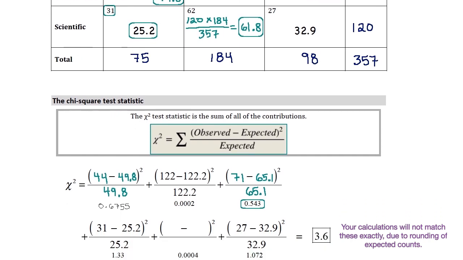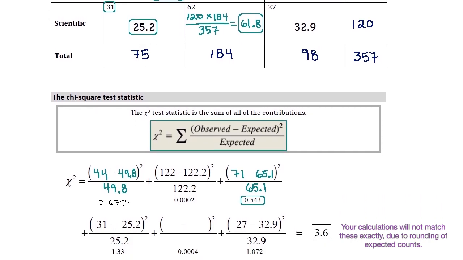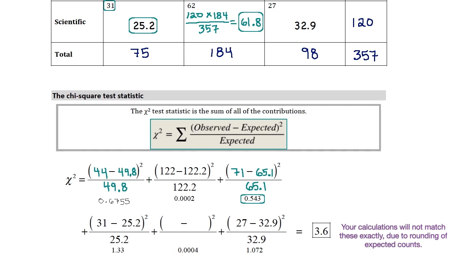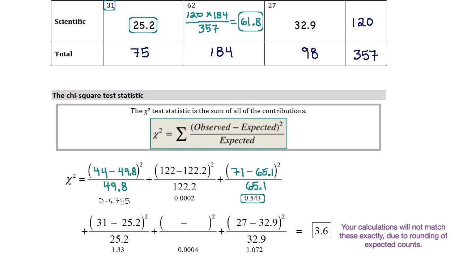Then we can come down to the bottom row and do this last computation for scientific and bachelor degree. I'll go ahead and fill that in just a second. Pause the video, try to fill that calculation in, verify that you get 0.0004. So we would have an observed count of 62 and an expected count of 61.8.